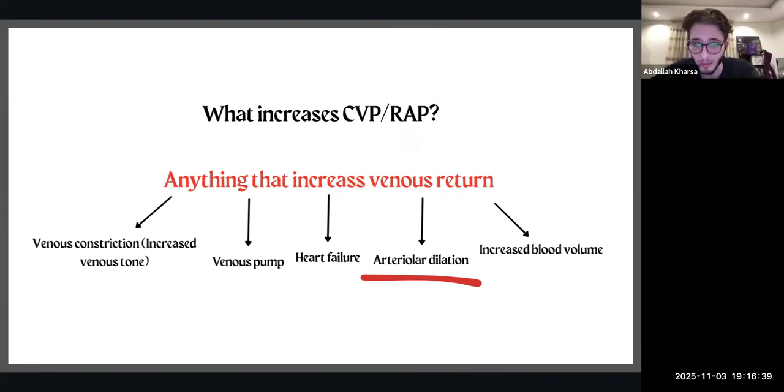Does anyone know what the venous pump is? Can someone type in the chat or unmute their mic? Tell me, what is the venous pump?